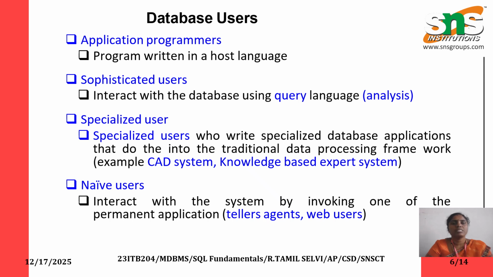Third one is database users. Database users usually interact with the database in different ways. First one, as an application programmer, we can write programs using the DBMS. And as sophisticated users, we can use the query language for analysis. And as specialized users, we can work on special applications like CAD systems and knowledge-based expert systems. And as naive users, we can use predefined applications like ATM users and web users effectively.